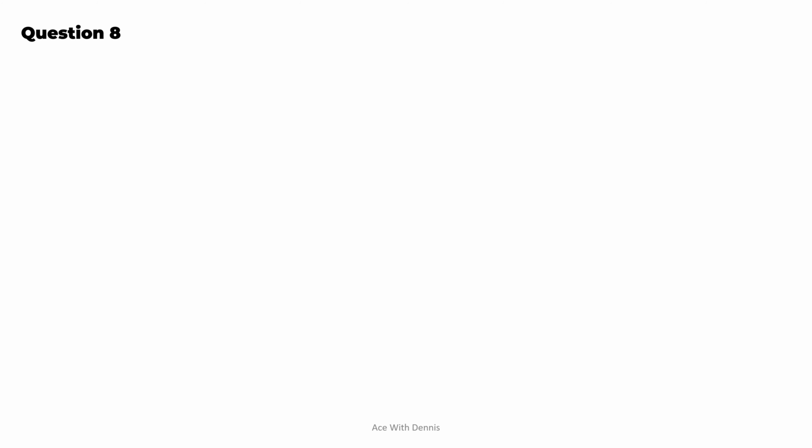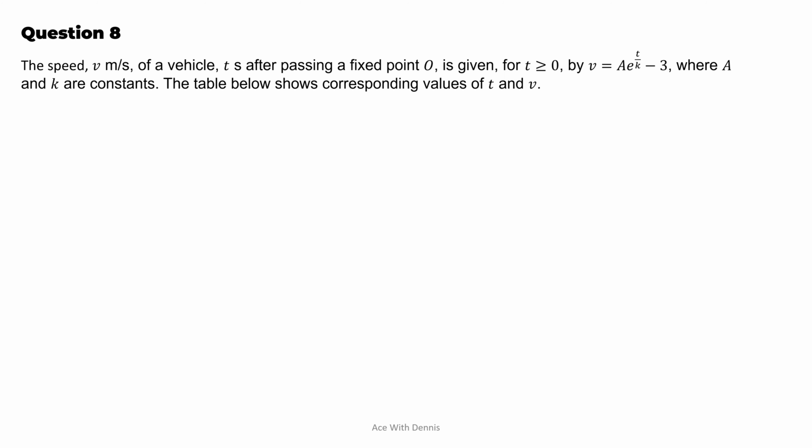Question 8. The speed v meters per second of a vehicle t seconds after passing a fixed point O is given for t greater than 0 by v equals ae to the power of t over k minus 3, where a and k are constants. The table below shows corresponding values of t and v.